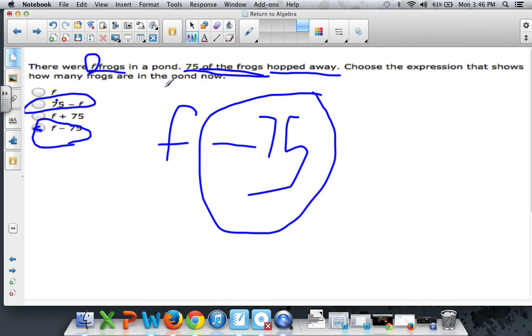What did we start with? There were F. We started with the mystery number. We didn't start with 75. That's why the order in this case is important, because what you started with goes first, and what you subtracted or what hopped away would go second. Are you with me?